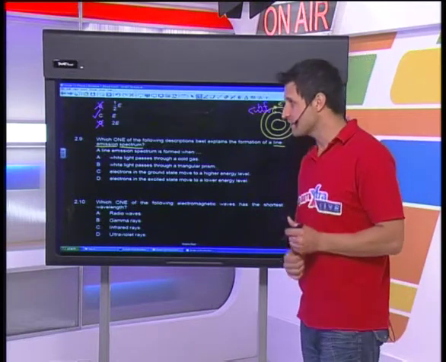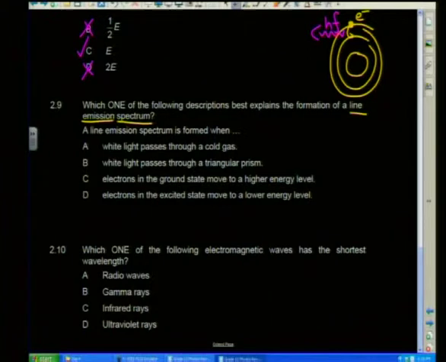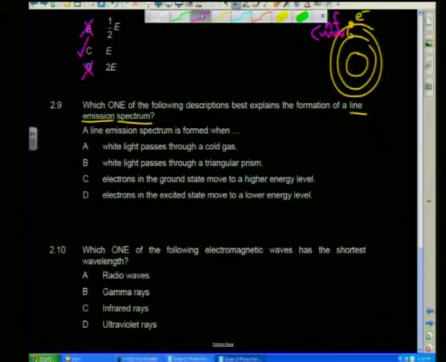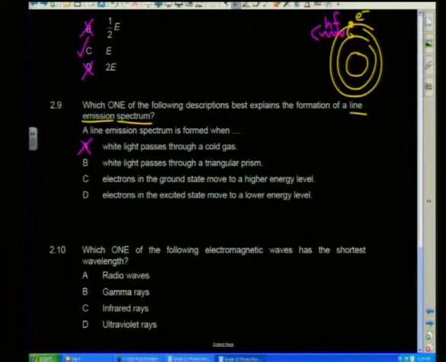Well, they say A, white light passes through a cold gas. Now that sounds kind of right, because that does make one of my spectra, but that makes an absorption spectrum. So they've tried to trick me there, because it sounds right, and it does make a spectrum, but it's not the one that I'm looking for. Option B, white light passes through a triangular prism? Definitely not. That's the one which gives me my full spectrum. Again, I've got to be so careful.